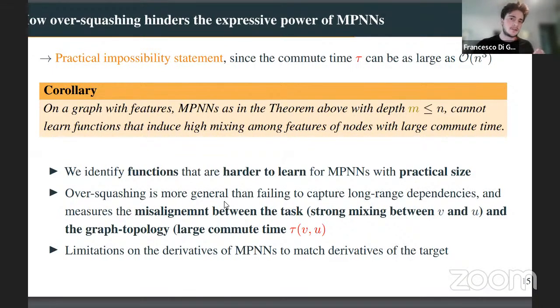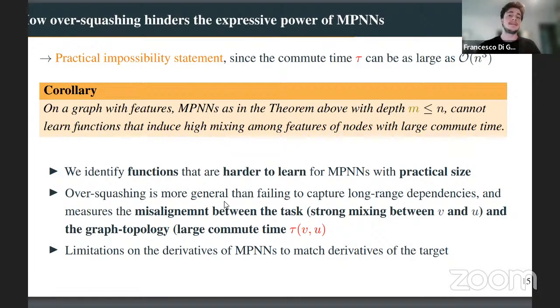A slightly subtle thing here is that it's been somehow implicit in all of these results, because mixing in the end, these are just second order derivatives. What we are actually saying is that we have derived limitations on the derivatives of a message passing model to match the derivatives of a target function.